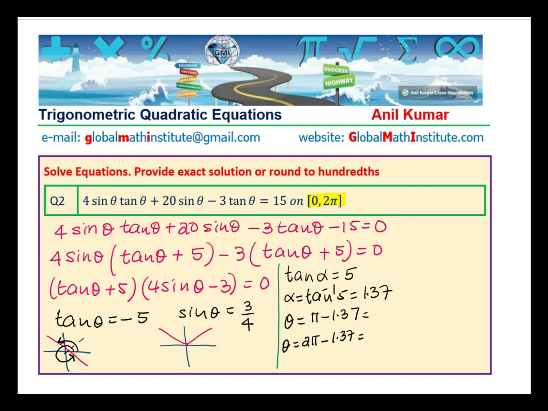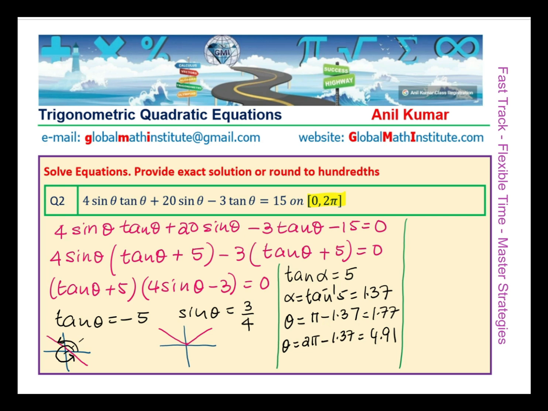Let's see what do we get. So we got pi minus 1.37, that gives us the value of 1.77, and then 2 times pi minus 1.37, and that gives us 4.91. So these are the two answers from the first factor, tan theta plus 5. Now let's find the other two answers from the second factor, which is sin theta is 3 by 4.